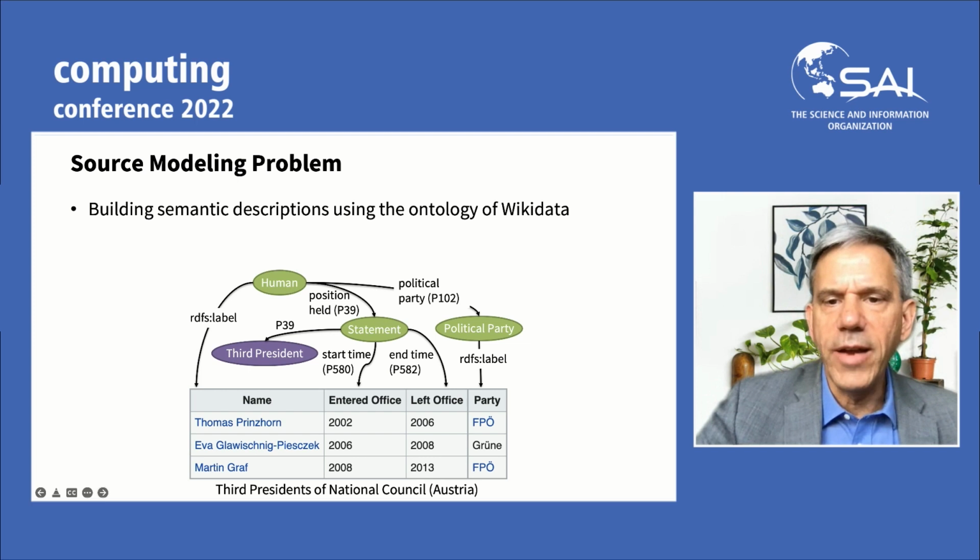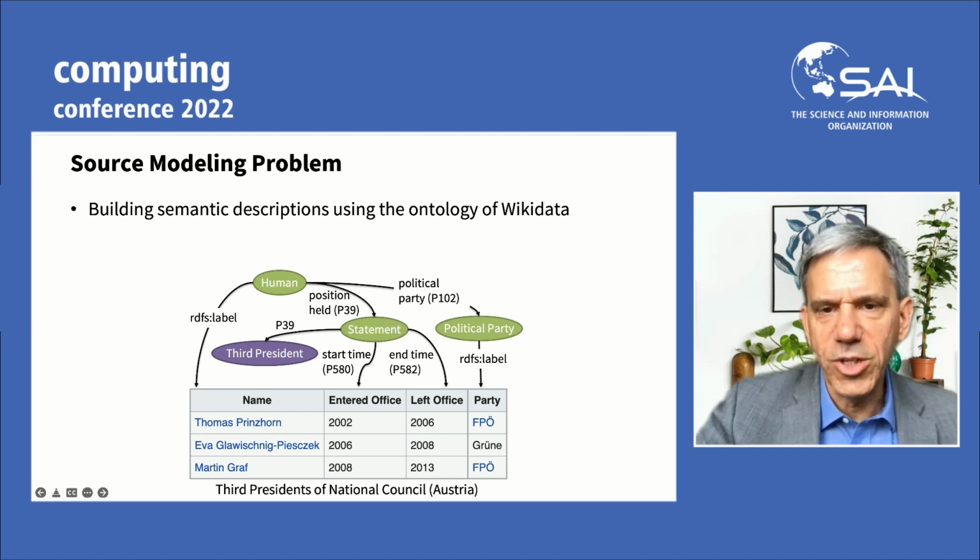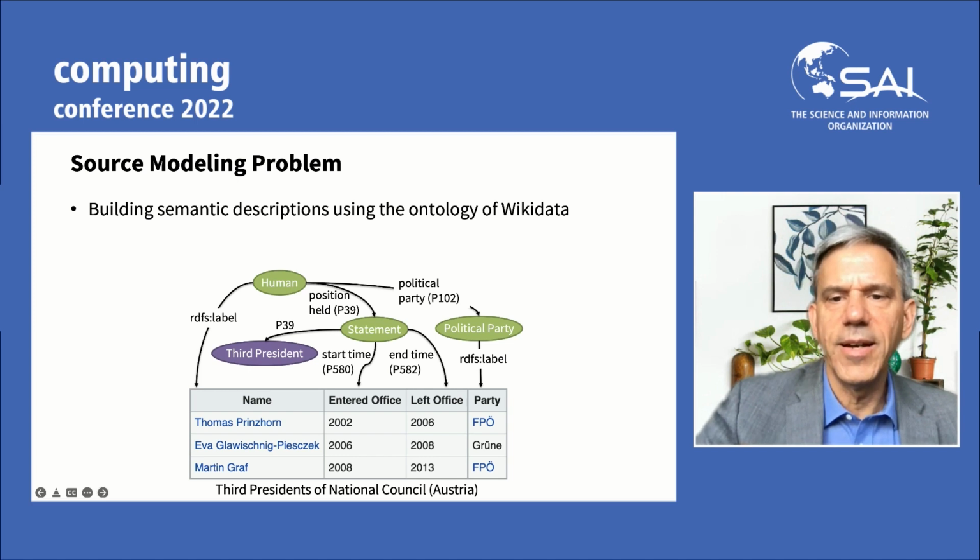The kind of model we're trying to build here is really a description of this content, and that is what's shown right above the table. You see here that this person is an entity that's a human. They have a position, which is, we're using the Wikidata ontology here.